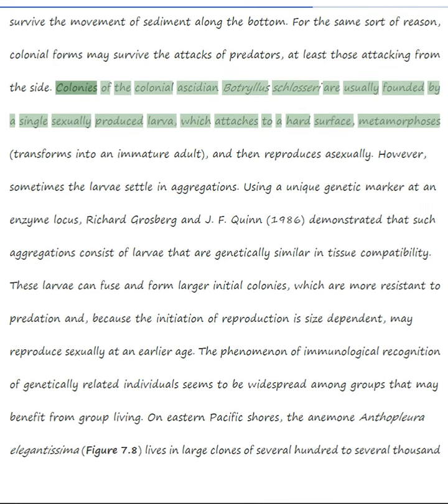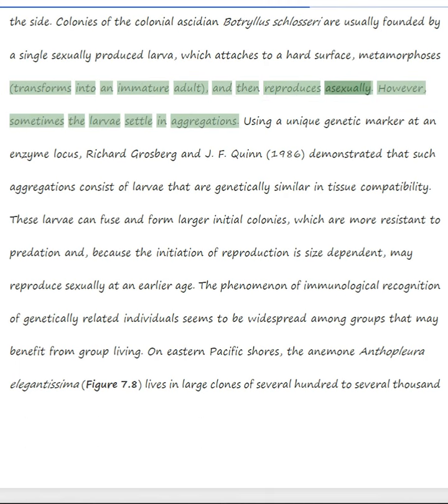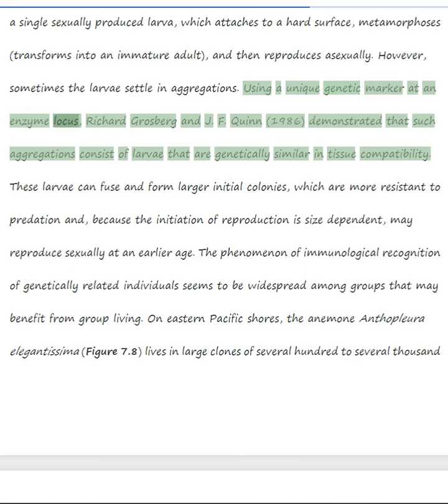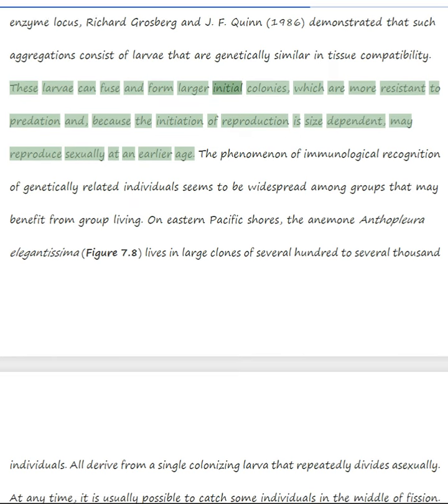Colonies of the colonial Ascidian Botryllus schlosseri are usually founded by a single sexually produced larva, which attaches to a hard surface, metamorphoses, and then reproduces asexually. However, sometimes the larvae settle in aggregations. Using a unique genetic marker at an enzyme locus, Richard Grossberg and J.E.F. Quinn demonstrated that such aggregations consist of larvae that are genetically similar in tissue compatibility. These larvae can fuse and form larger initial colonies, which are more resistant to predation and, because the initiation of reproduction is size-dependent, may reproduce sexually at an earlier age.